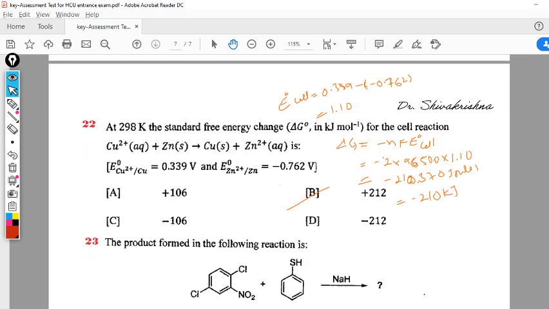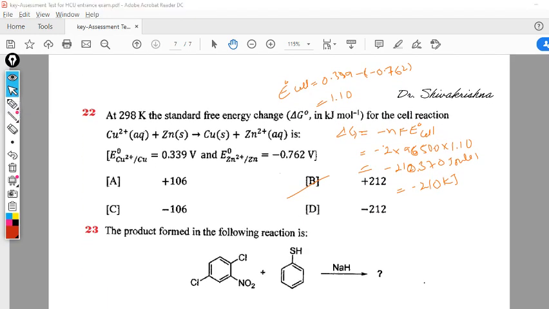Next, here it is from thermodynamics, about the free energy. It is a combination of electrochemistry and thermodynamics.